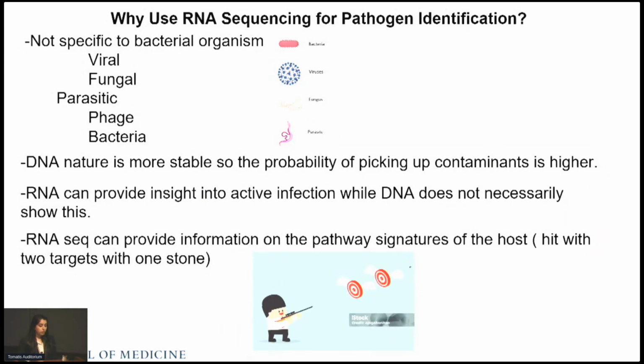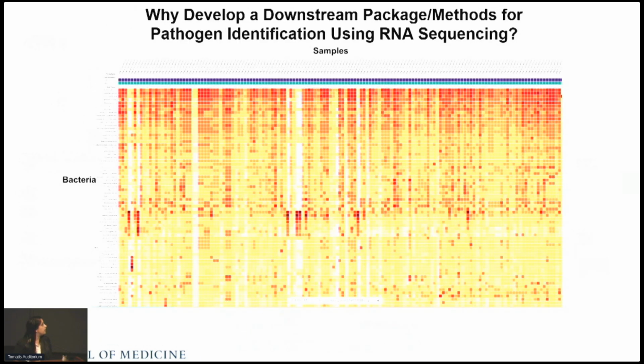And finally, when you're identifying pathogens through RNA-seq, you can combine pathway signatures from the same patients and see if there's an actual immune signature happening in the patients in whom you identify pathogens. So what is the problem? Why do we need to develop a package for this? As you can see, you could use various tools to just identify pathogens. Mainly, they perform alignments and generate taxa tables like this.